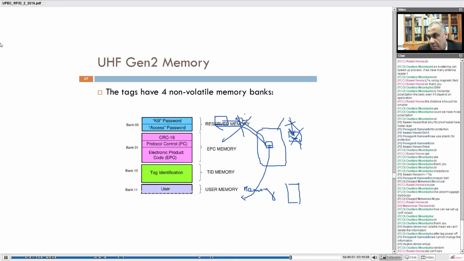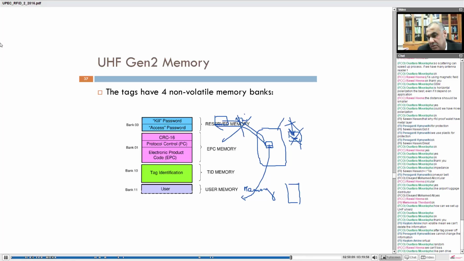Okay, it's like you have a book, you write something on it, and it is here all the time. But you can take an eraser and you erase information inside the book, and you write something, and it's still there. This is non-volatile. But if you have, for example, a cell phone, you write something and you do not save, so it's volatile. You didn't save this information, so it's gone.